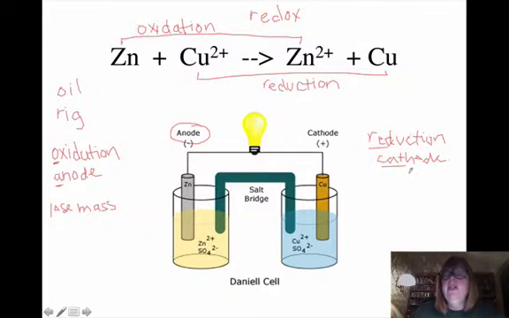So reduction is occurring at the cathode. And so we've got these copper 2+ ions, and it's being plated as copper on the copper electrode. And so our cathode is going to gain mass as that copper 2+ is being plated as copper on this electrode. And that's what's happening at our cathode. And our cathode is positive.